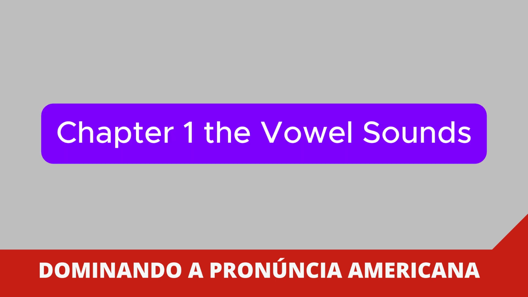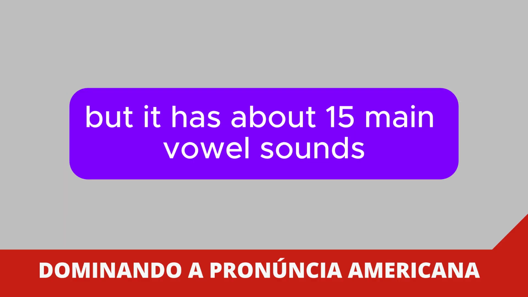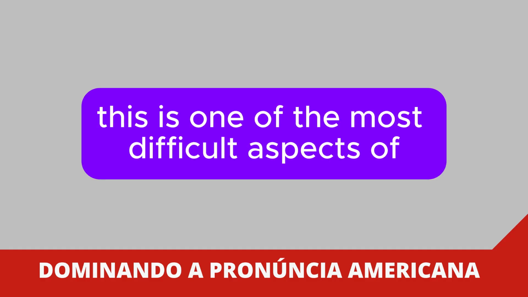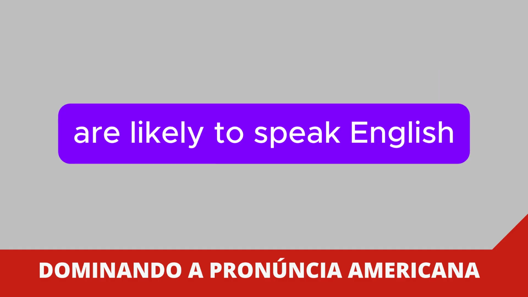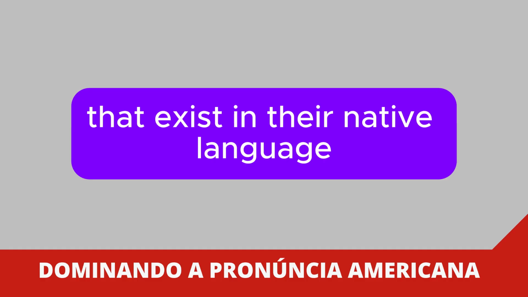Chapter 1, the vowel sounds. The English alphabet has 5 vowels, A, E, I, O, and U, but it has about 15 main vowel sounds. For some learners, this is one of the most difficult aspects of American English to master. Speakers of languages which have fewer vowel sounds are likely to speak English using only the same number of sounds that exist in their native language.